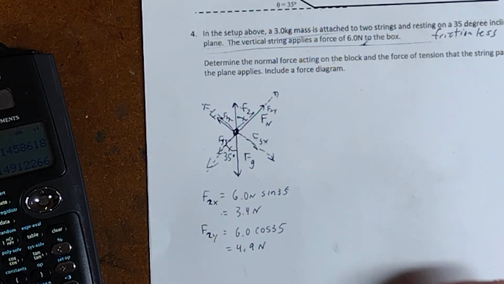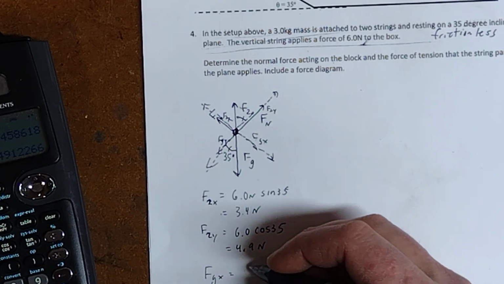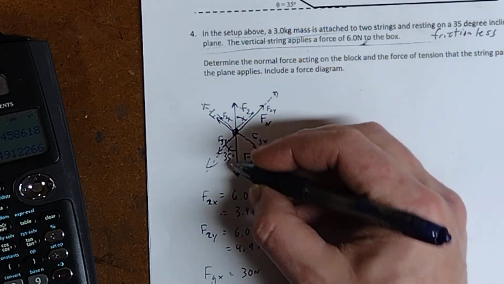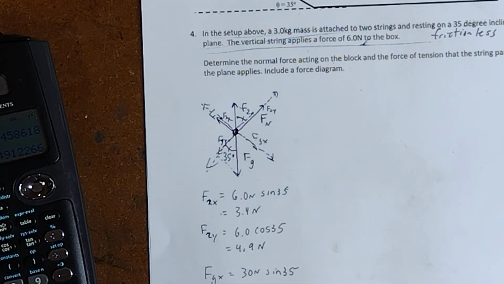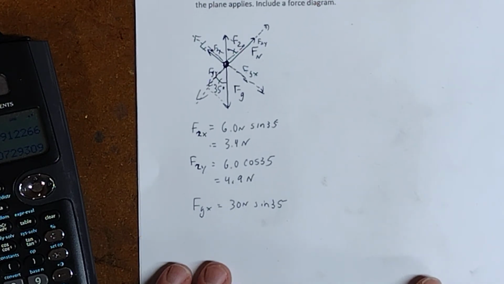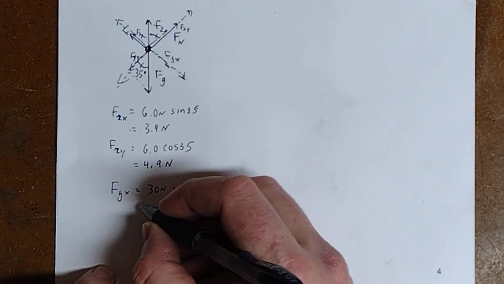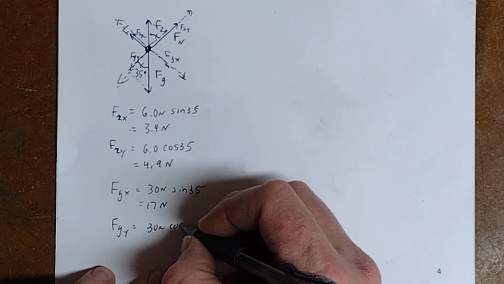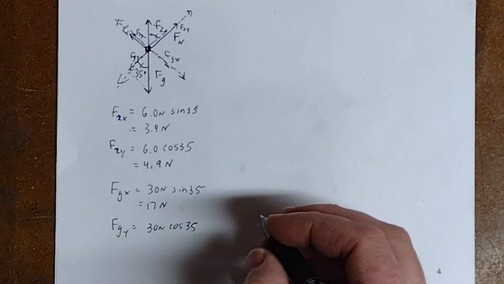All right, and then I also have to find Fg. Fgx is going to be mg, which is about 30 newtons, and the x is the opposite side, so it's sine of 35. 30 times sine of 35 gives me about 17 newtons. Fgy is 30 newtons times the cos of 35, which is about 25 newtons.